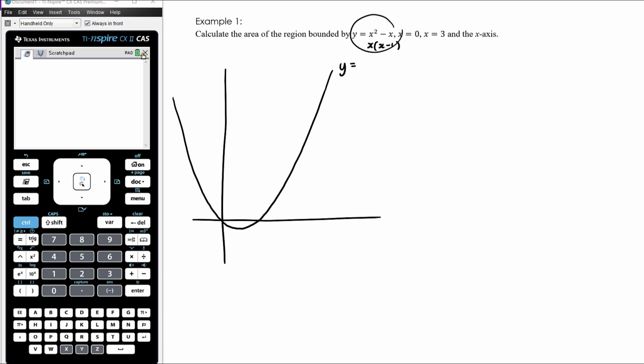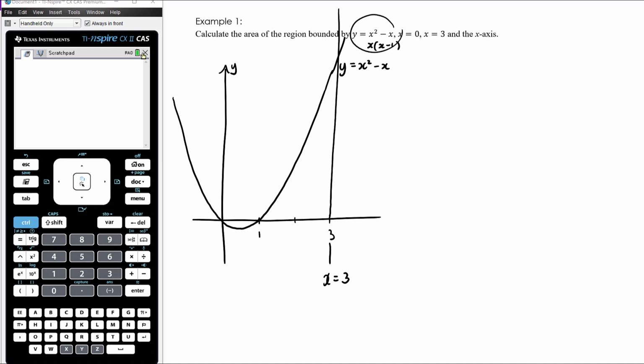Okay, so we've got that essentially. Y equals x squared minus x, and we want to find the area bounded by that curve, the line x equals 0, which is the y-axis, x equals 3. So if this is 1 here, this is 2 and this is 3. Okay, so there's x equals 3. Sorry, let's just continue that up there. And the x-axis, which is this line here.